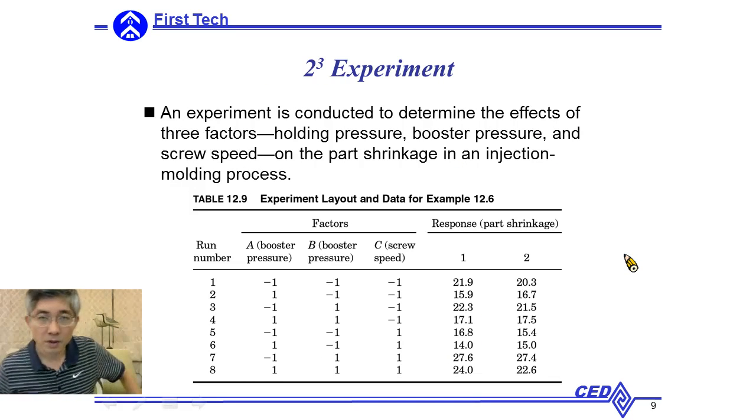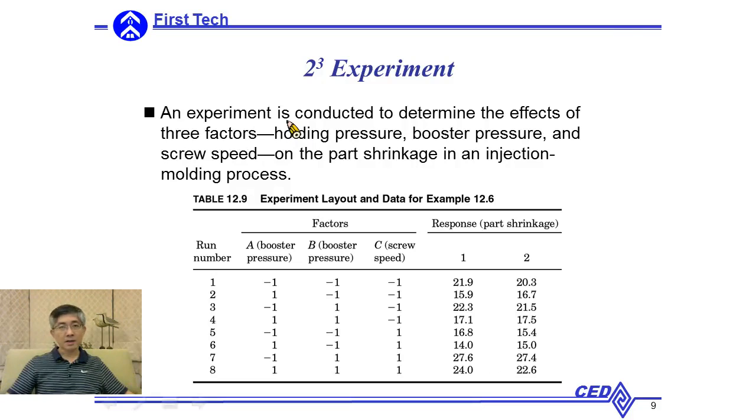So if we have 3 variables, and each variable has 2 levels, in total there will be 8 possible combinations. Let's use this one as an example. An experiment is conducted to determine the effects of 3 factors: holding pressure, booster pressure, and screw speed, which are the variables in the injection molding process. We want to determine the best combination of these 3 factors in order to reduce the shrinkage in the injection molding process.